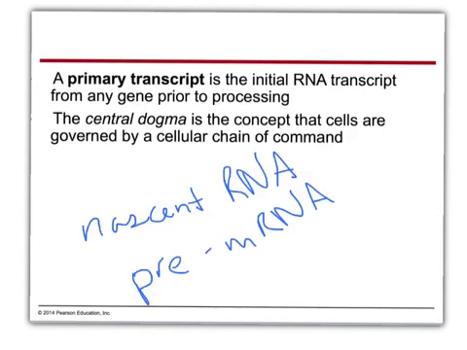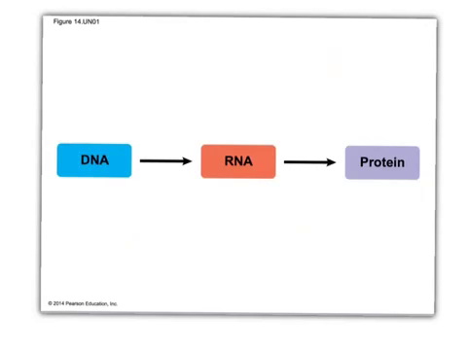So, in terms of molecular biology, in terms of gene expression, right? We have what's called the central dogma. It's a concept that cells are governed by a cellular chain of command. What's the process of gene expression? It starts where? DNA produces RNA, mRNA, and then you get a protein. The dogma is this: the flow of genetic information. Everything is stored in the DNA, right? That information is transcribed into a messenger so that it can be transported out of the nucleus in the form of RNA, and that will produce a protein.